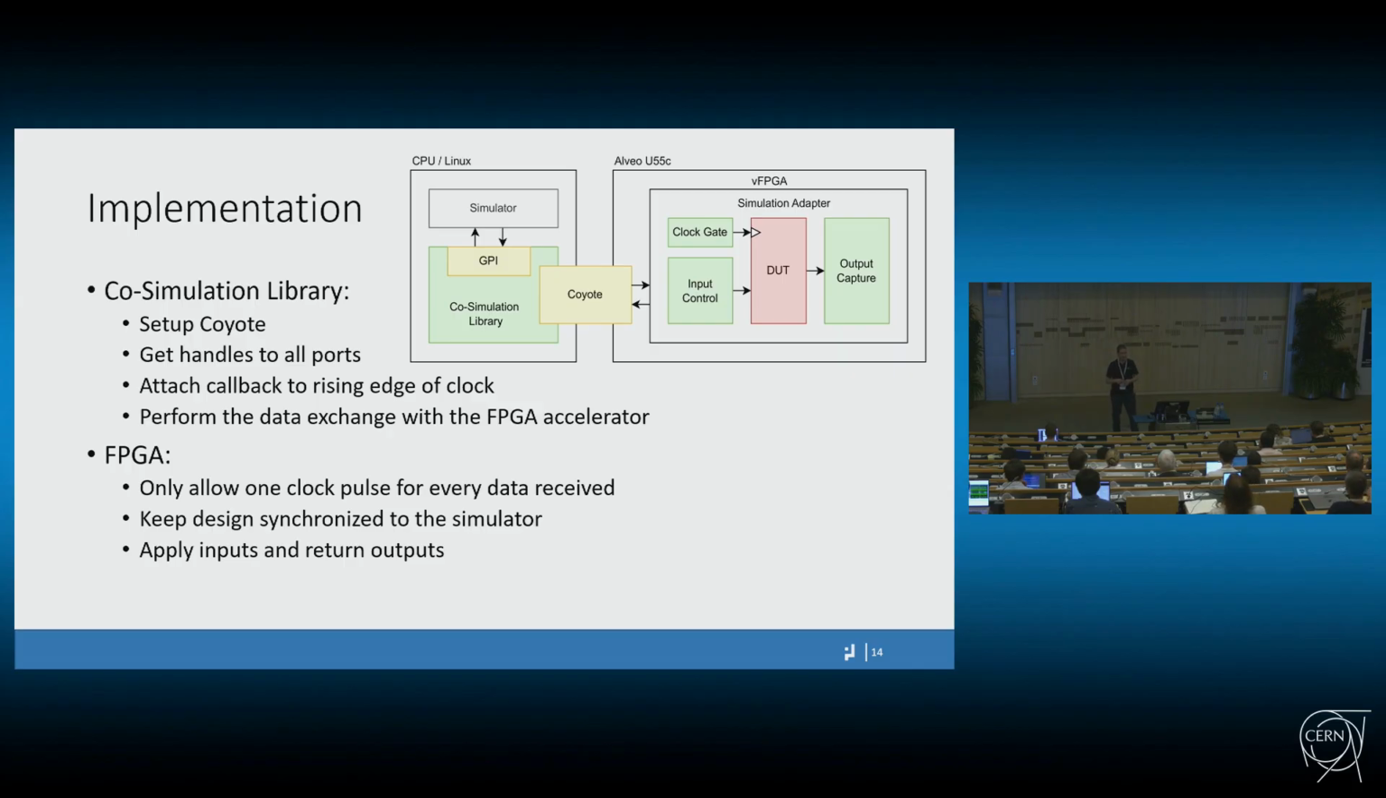Inside the FPGA, we just need to accept the data from an input stream, apply it to the device under test, and only perform clock cycles if we receive input signals, so that the design under test stays synchronized to the state in the simulator. After the clock cycle, we then capture the outputs and send them back to the simulation interface, where it gets written to the output port signals of the device in the simulator.